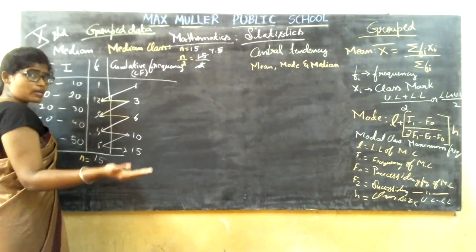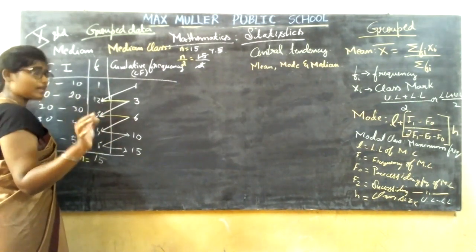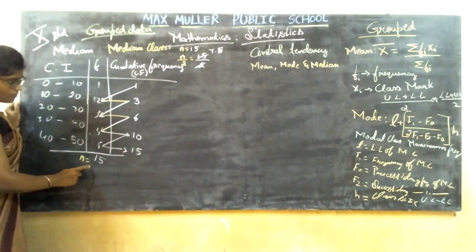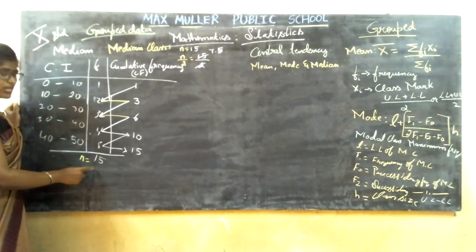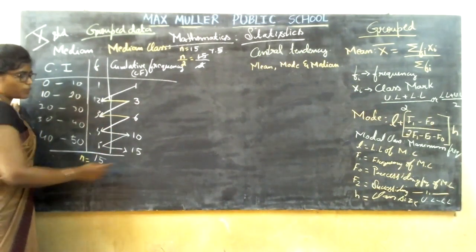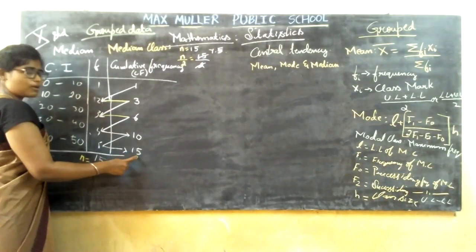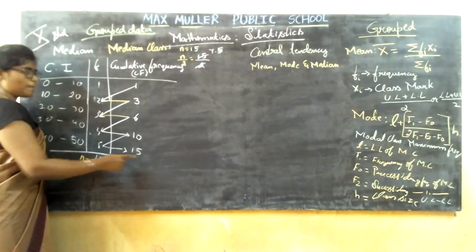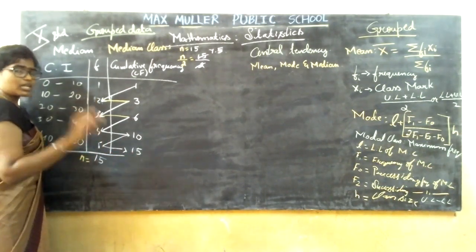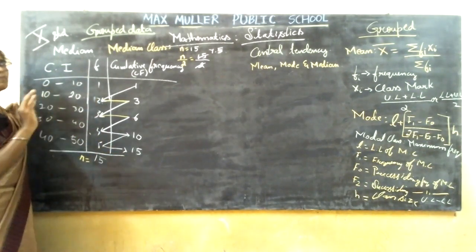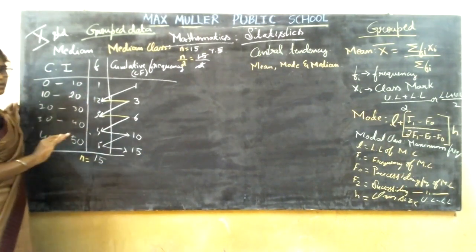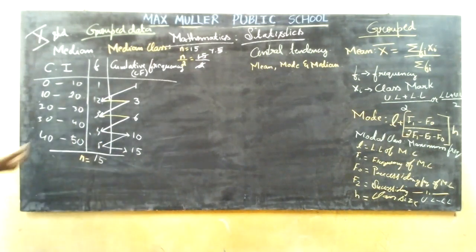How are you going to verify whether the cumulative frequency you get is perfect or not? Whatever the n value you get, that is the sigma fi, it should match. The last number of the cumulative frequency and the summation of f should both match. If both are matching, then your cumulative frequency is perfect. If it is not matching, then it is not perfect. Clear? Then you need to check once again.